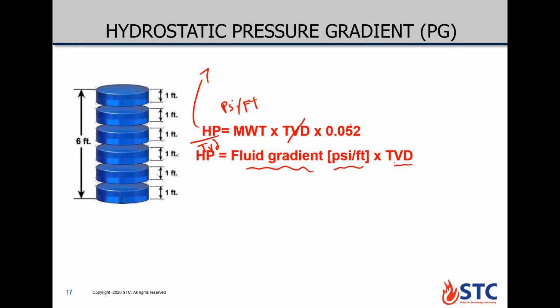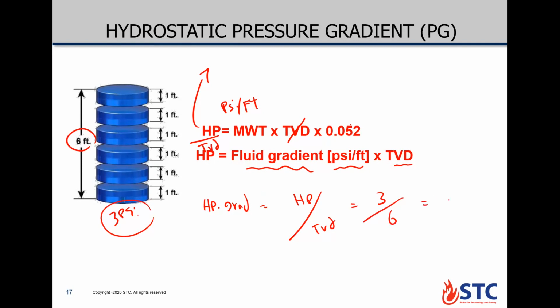Okay, so what does this mean? For example, if we have a pressure at the end of, let's say, 3 psi, and we have 6 feet as TVD, then to get the hydrostatic pressure gradient, just take the hydrostatic pressure and divide it by the TVD. So for this example, we have hydrostatic pressure 3 psi over TVD 6 feet, so our hydrostatic pressure gradient will be 0.5 psi per foot. Okay, guys, that's all for hydrostatic pressure gradient.